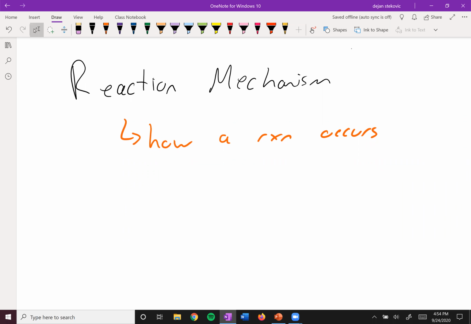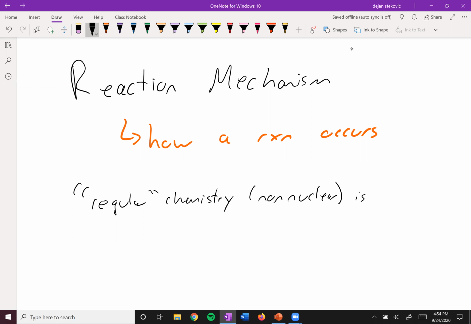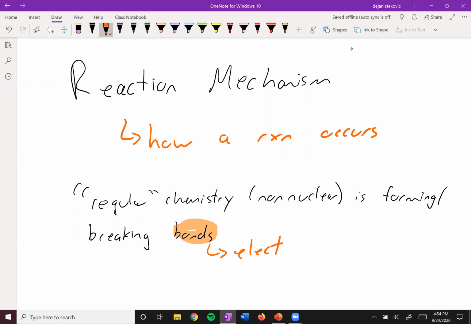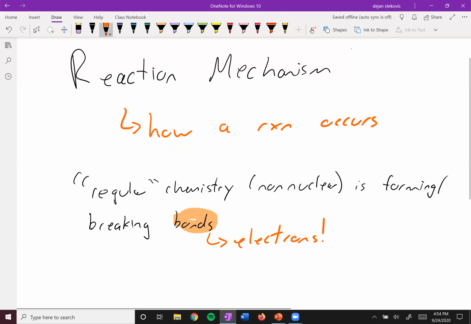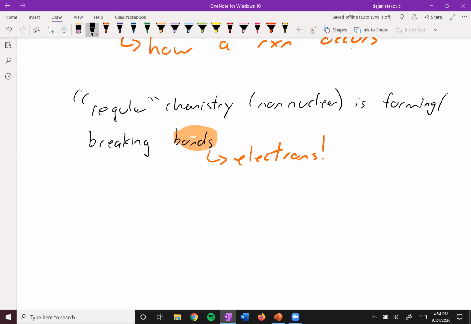And so what we're talking about here is just regular chemistry. And what I mean by that is non-nuclear chemistry. And so we're not changing the identity of any of these atoms. So regular chemistry is basically just forming and breaking bonds. And these bonds, remember, are made out of electrons. So with these mechanisms, all we're thinking about is electrons, electrons, electrons.